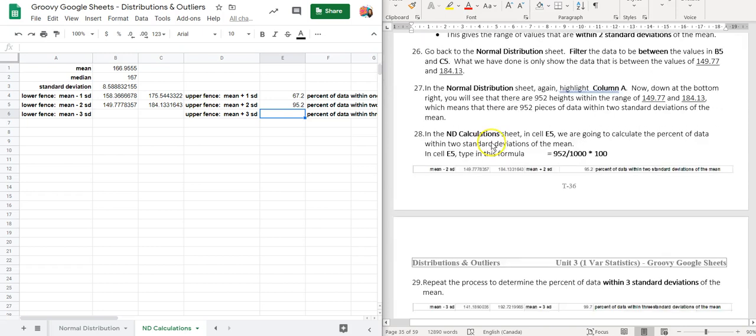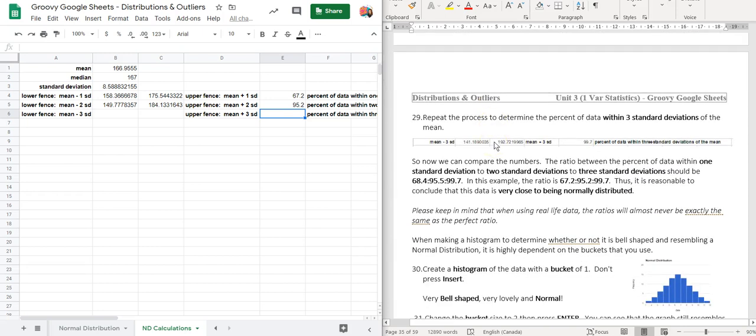Lastly, we're going to find out how much data is within 3 standard deviations of the mean. So we're going to repeat the process to determine what percent of the data is within 3 standard deviations. So the lower fence would be the mean minus 3 times the standard deviation. And the upper fence would be equal to the mean plus 3 times the standard deviation. So within 3 standard deviations, the range is approximately 141.2 to 192.7.